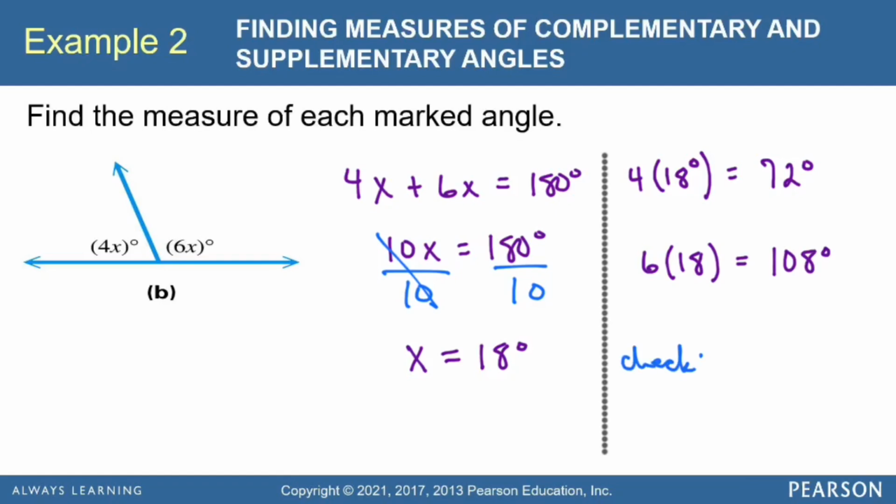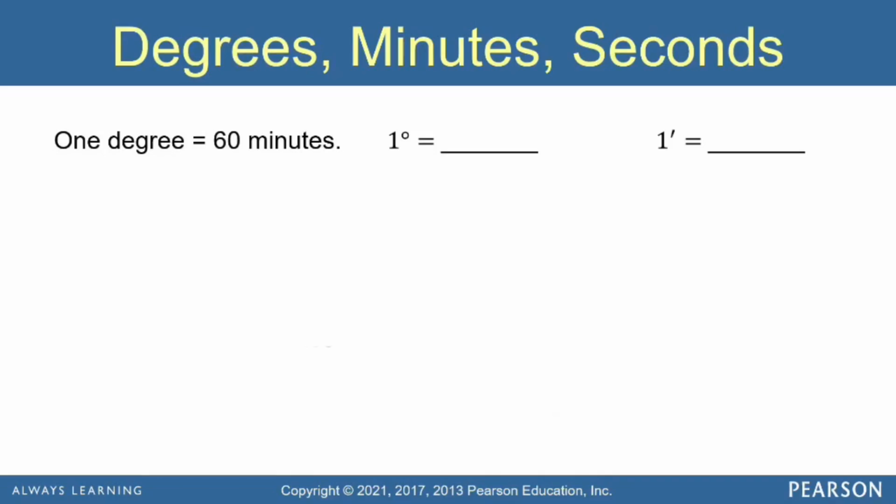And then just to double check for ourselves that 72 degrees plus 108 degrees does add up to 180, and it does. So now let's talk about degrees, minutes, and seconds.